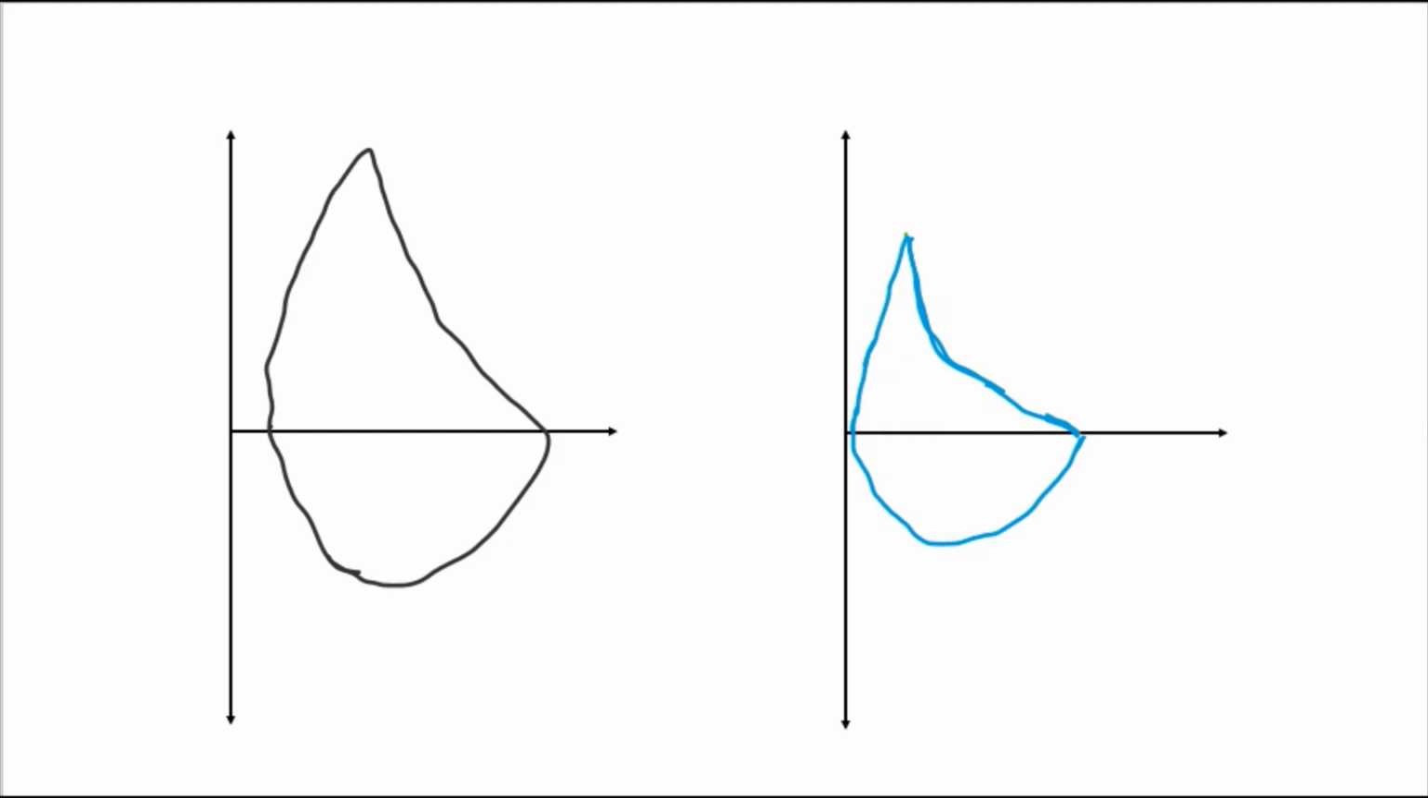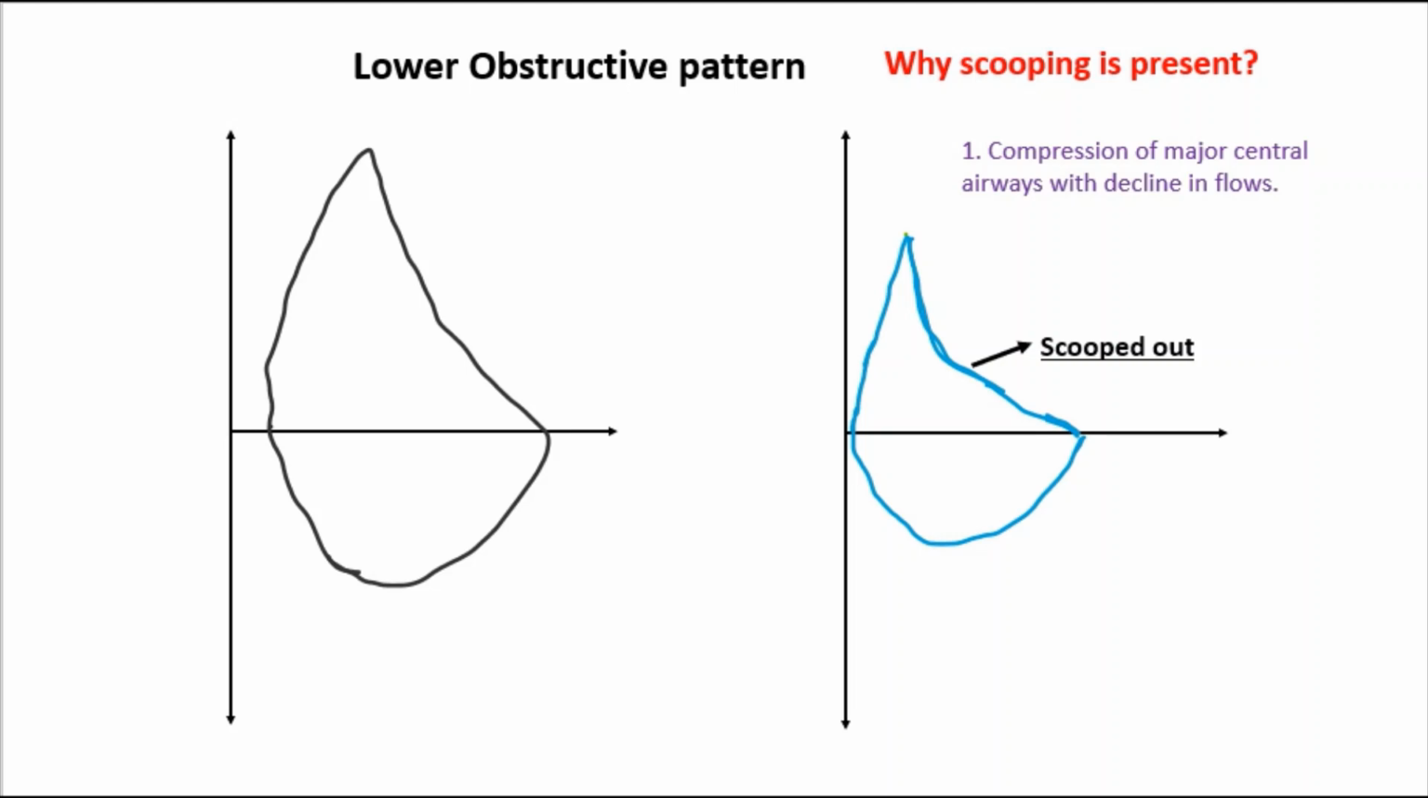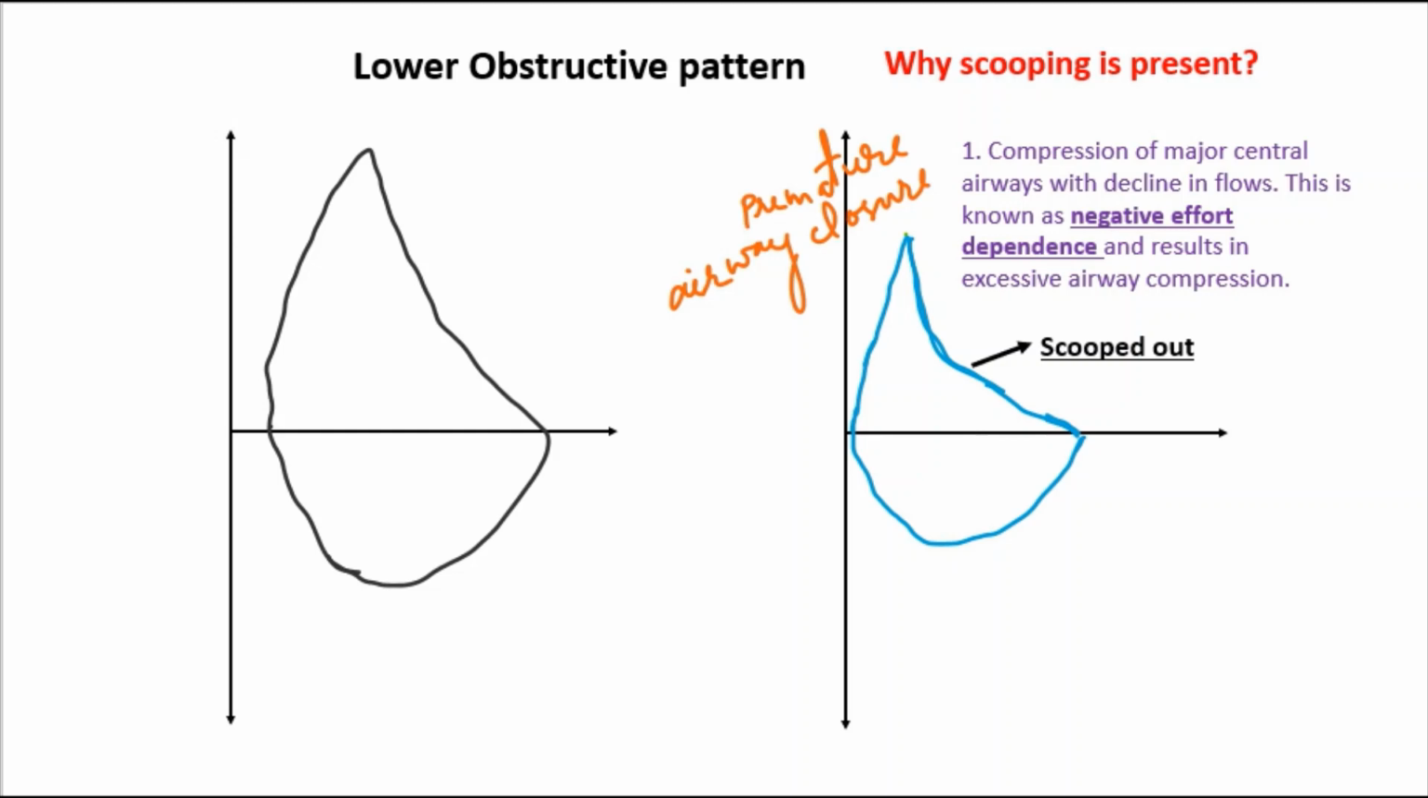The flow volume loop that we are looking at right now is a case of lower obstructive pattern. This is the most easily recognized obstructive pattern. We have a scooped out pattern of the expiratory curve. So the question is, why is there a scooping of the loop? There are two reasons behind it. Number one is compression of the major central airways with decline in flows. This is known as negative effort dependence and results in excessive airway compression. So there will be a premature airway closure.